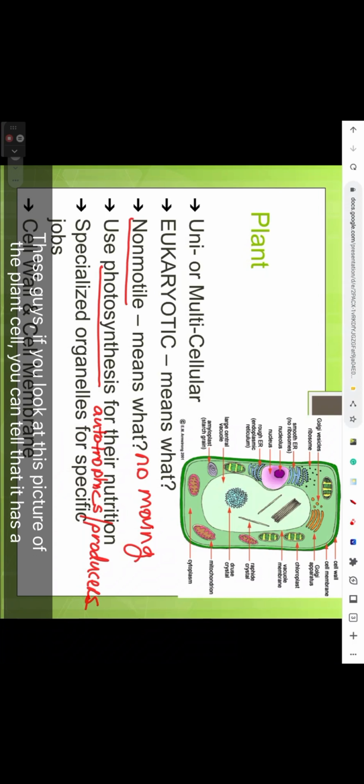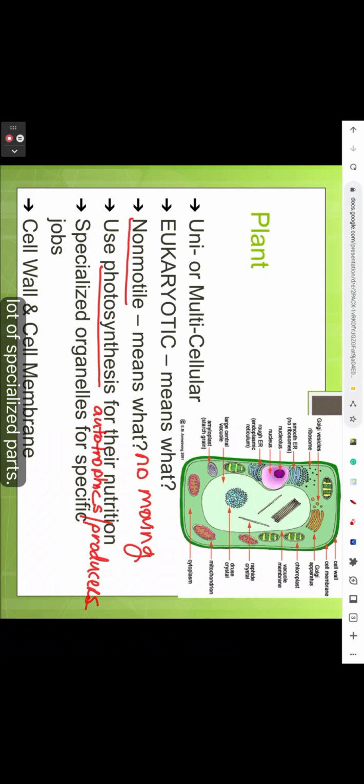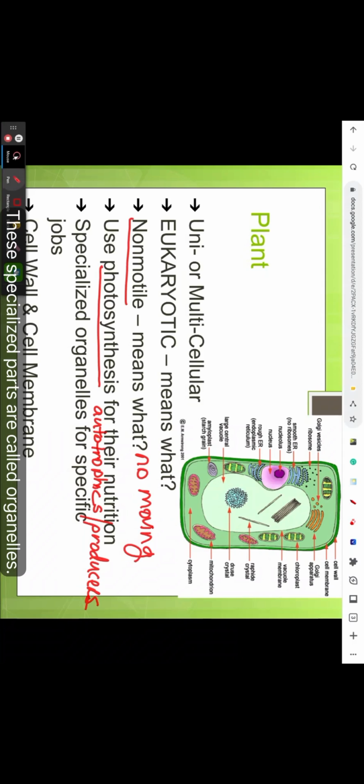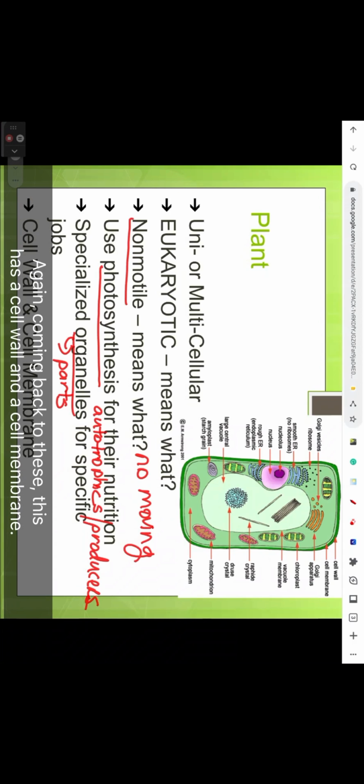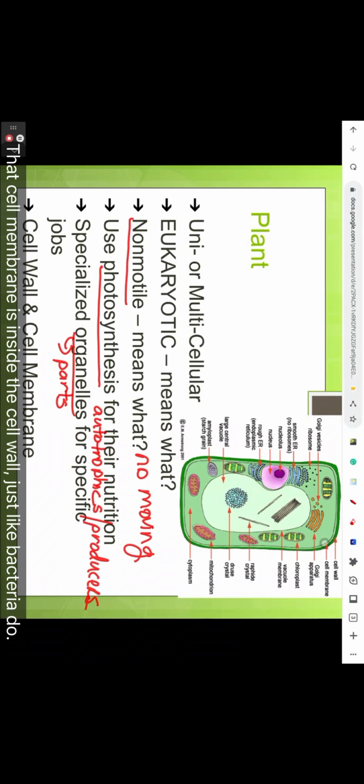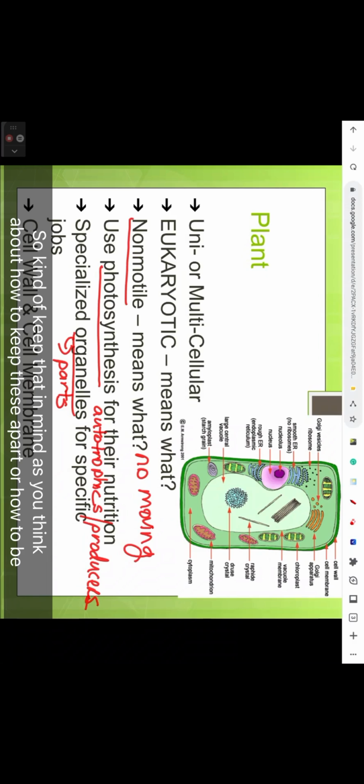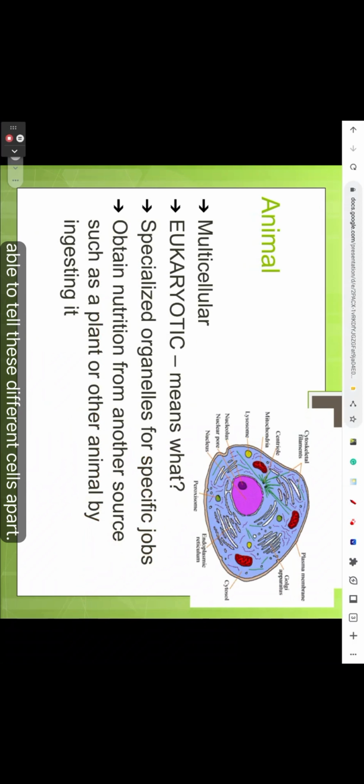These guys, if you look just at this picture of the plant cell, you can tell that it has a lot of specialized parts. These specialized parts are called organelles. And these organelles all do specific jobs within the plant cell. Again, coming back to these, this has a cell wall and a cell membrane. That cell membrane's inside the cell wall, just like bacteria do. So kind of keep that in mind as you think about how to keep these apart or how to be able to tell these different cells apart.